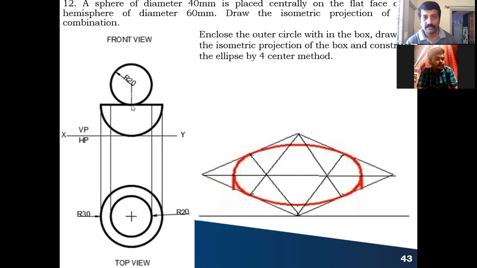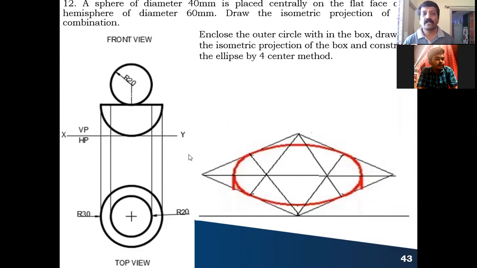You extend this line also. This is the center line. You take 30 millimeter height and draw a horizontal line, with this as the center and 30 millimeter as the radius. You draw the semicircle. So your hemisphere in the front view looks like this, the semicircle with the horizontal line, you can see.